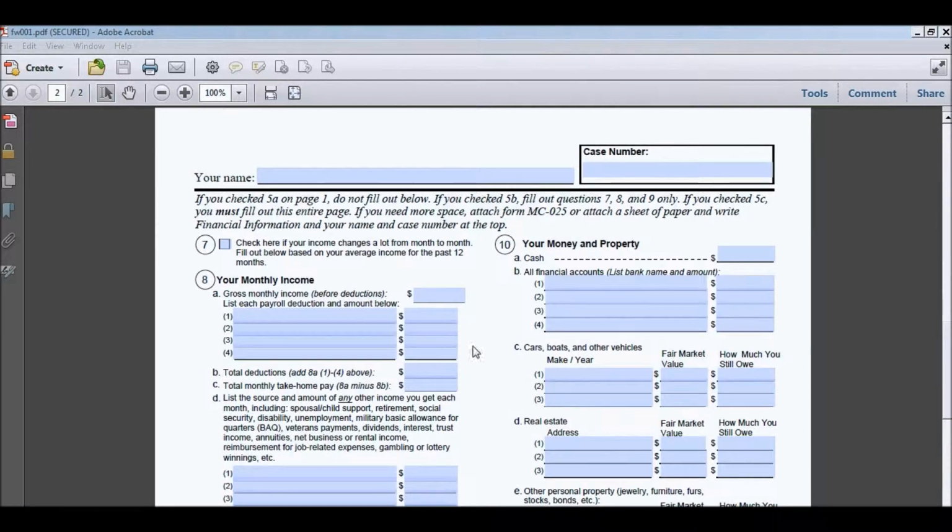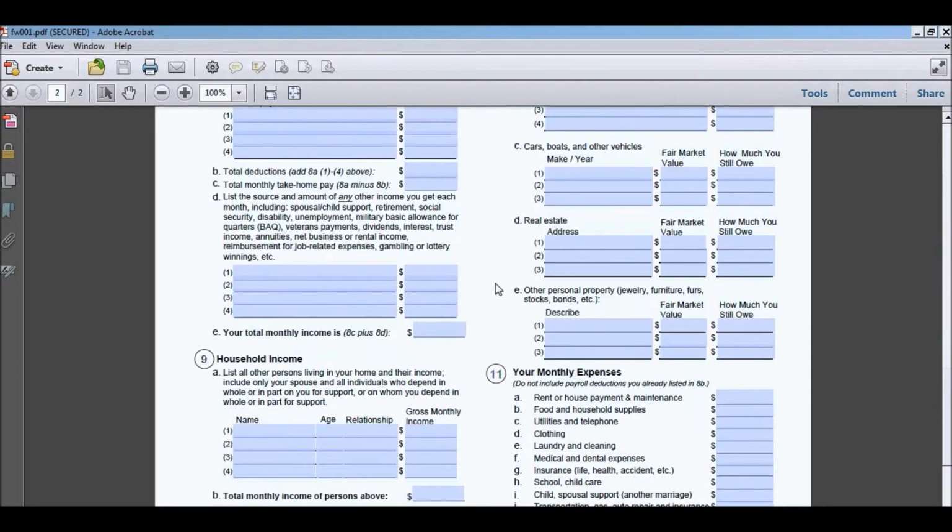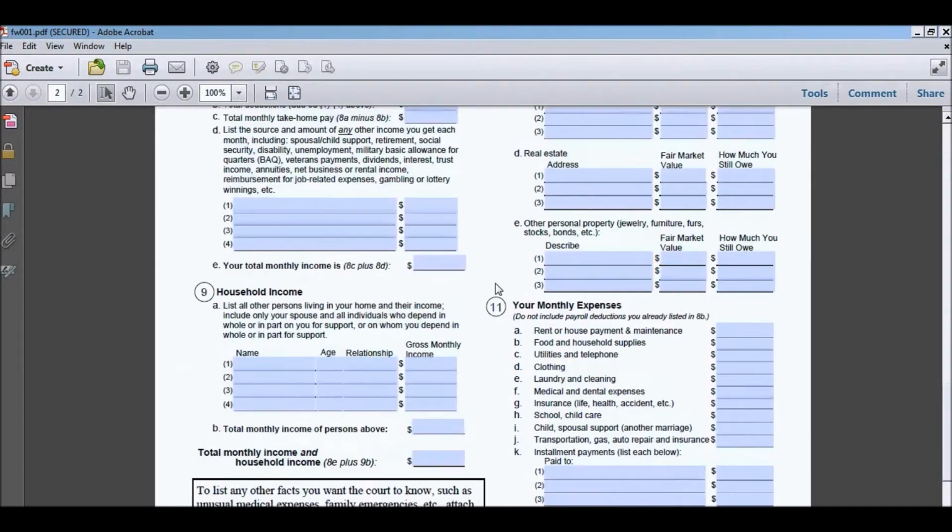So this page looks a little intimidating. It asks for a lot of information, but it's actually not so bad. We'll just go through it right now.